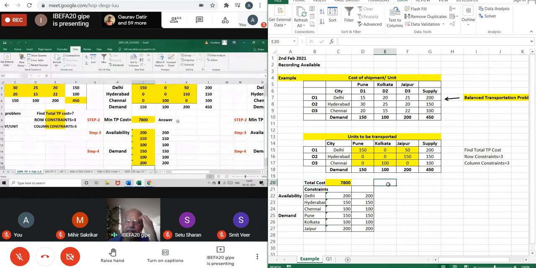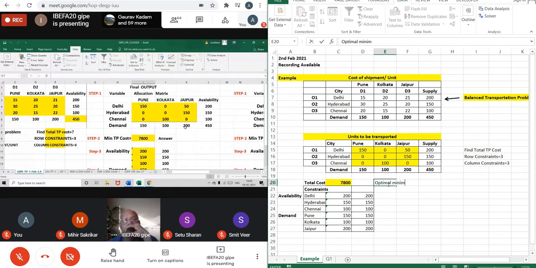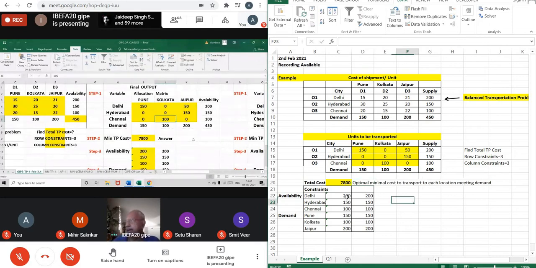$7,800 multiplied by 100 rupees. Allocations are Delhi to Pune 150, Delhi to Jaipur 50, Hyderabad to Jaipur 150, Chennai to Kolkata 100. This is my final solution. This is my optimum allocation.